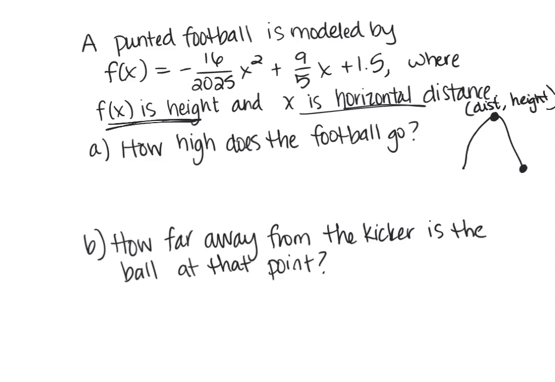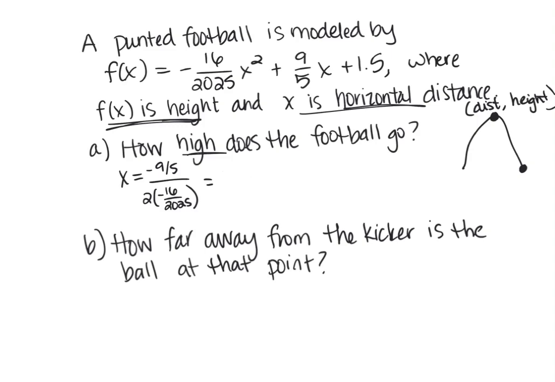So if my question is how high does the football go, I'm looking for the height at the vertex, so the y value. I can find that by first getting the x value of the vertex, which is negative 9/5 over 2 times negative 16 over 2025. I do have some ugly decimals here, so I am going to be careful. If they're nice enough decimals or fractions, if you want to turn them to decimals, that's fine. That denominator, though, is not so friendly. So maybe using the decimal was not the right choice here.